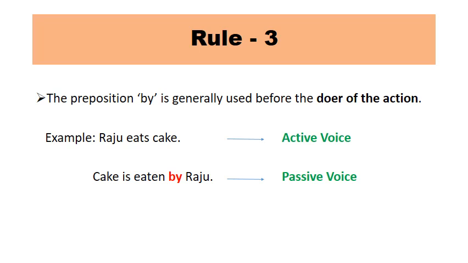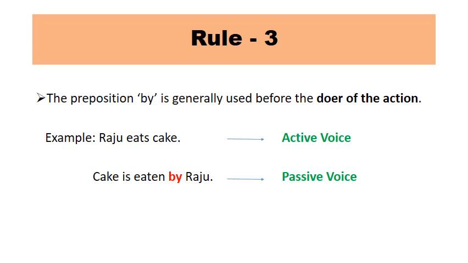Rule 3. The preposition by is generally used before the doer of the action. Doer of the action means the subject, and we know that when we change the active voice into the passive, the sentence undergoes two major changes. First, the subject goes into the predicate and verb undergoes few changes.